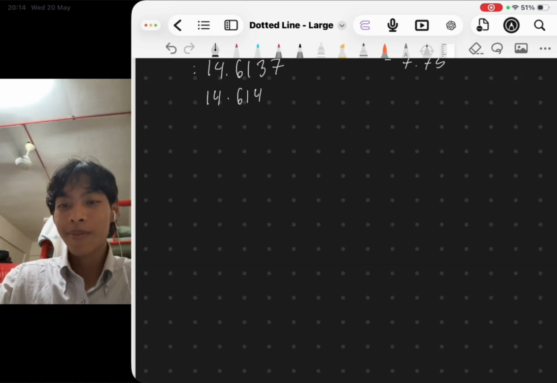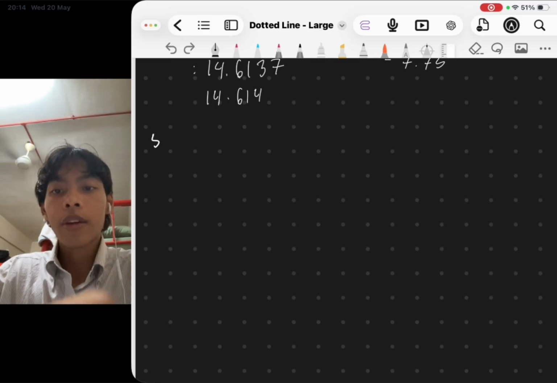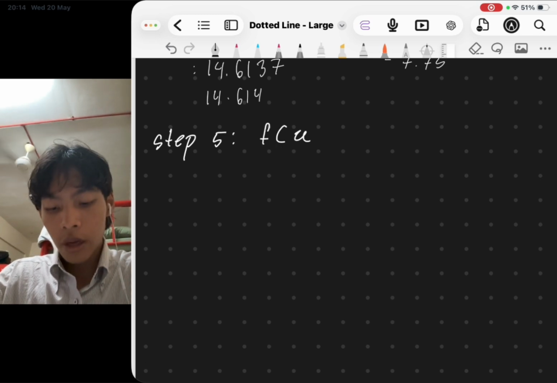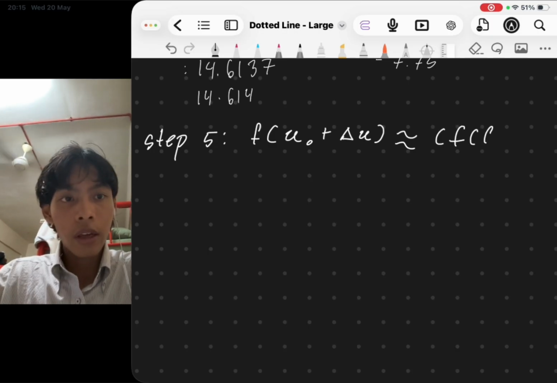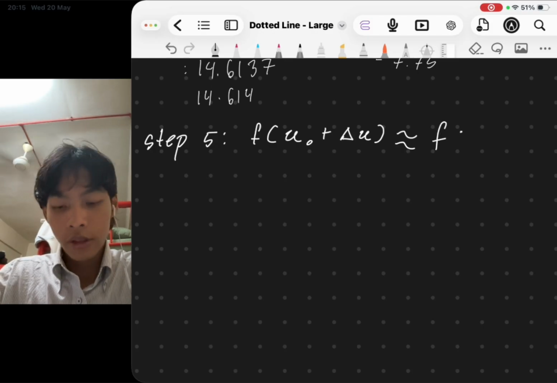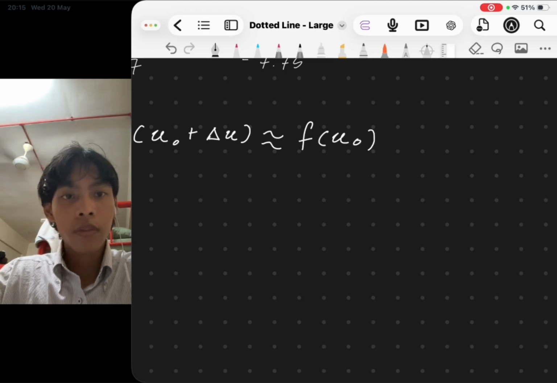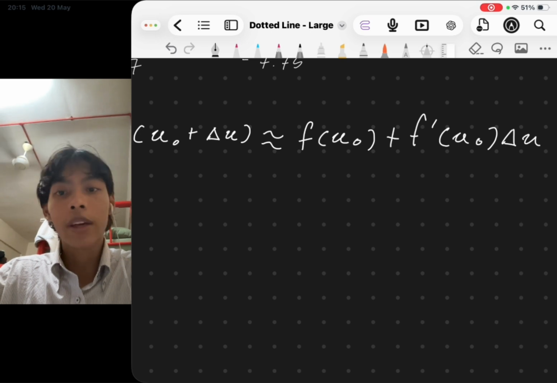Now for the next part, we just put everything back into the formula. This is step 5, the final step: put everything in the formula for the last calculation. The formula will be f(x0) plus the slope of x, and then f prime x0 times the slope of x.